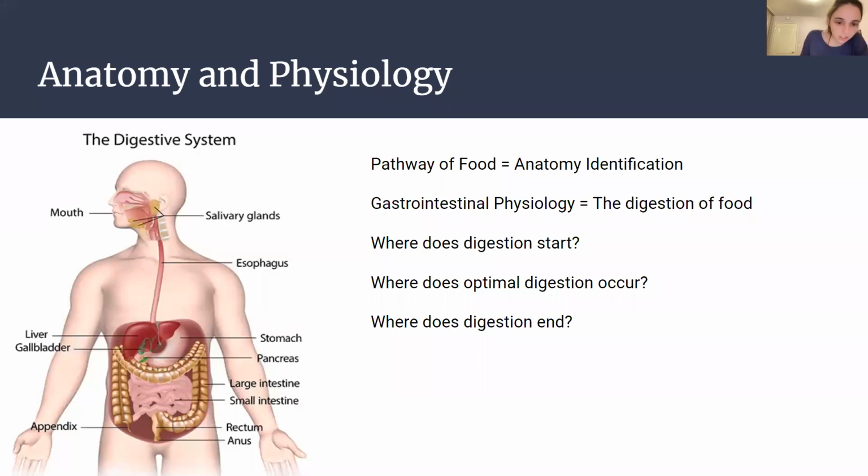So some questions I want you guys to think about when we review the details of the digestive system is, where does digestion start? And later on, where does optimal digestion occur? And where does digestion end? Think about those key points in the digestive system, like what organs are responsible for such. We'll go over those. Just think about that in the back of your mind when you're reviewing GI physiology. Next slide.